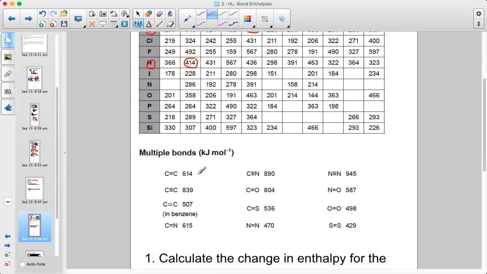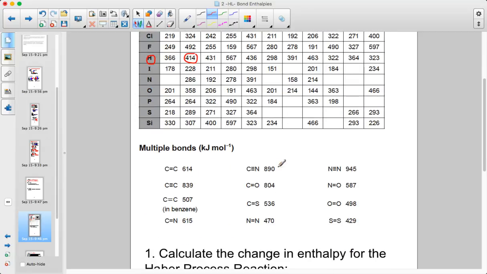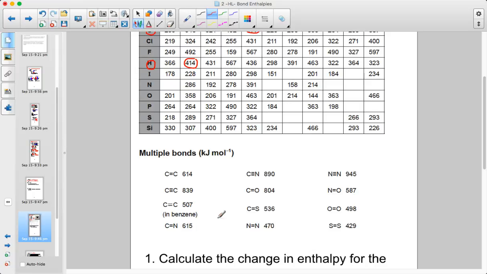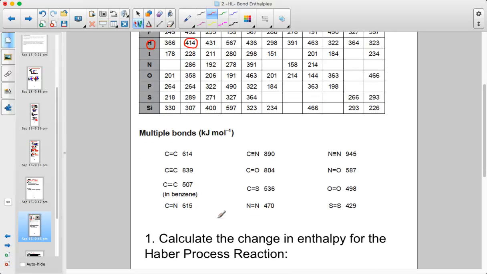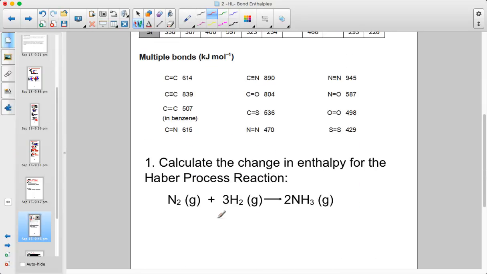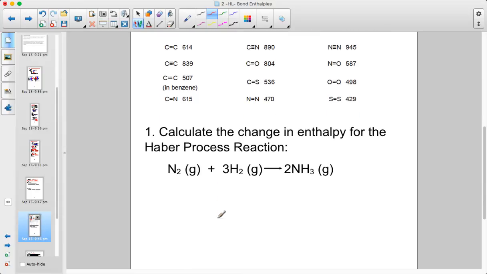Then down below, they also list multiple bonds. So carbon to carbon double bonds and triple bonds, the in-between bond of benzene. They've got the oxygen double bond, the nitrogen triple and double bond. So you have to pay attention to whether it's single or double bonds that you're dealing with. So let's see how this works in practice.